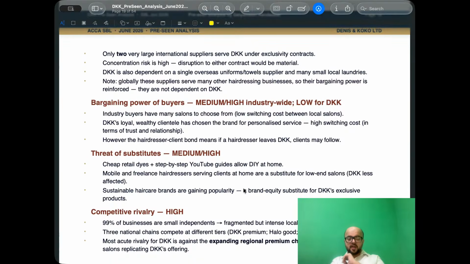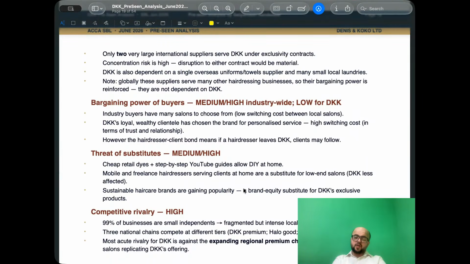There's an in-depth consultation that is done. So basically, you are serving a specific niche of customers. It's wealthy clientele who are mostly loyal to you. Okay, so for them, the switching costs might be pretty high. However, the hairdresser-client bond means if a hairdresser leaves DKK, clients may follow.